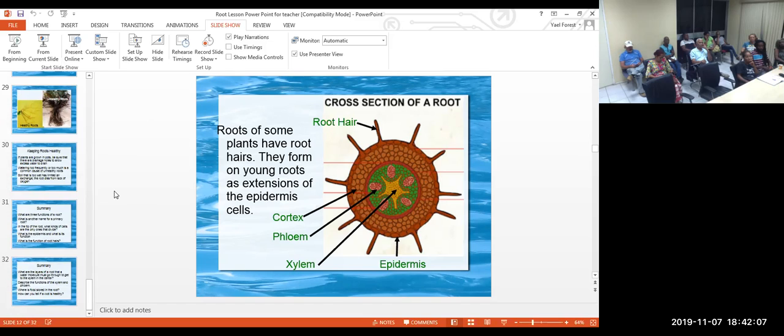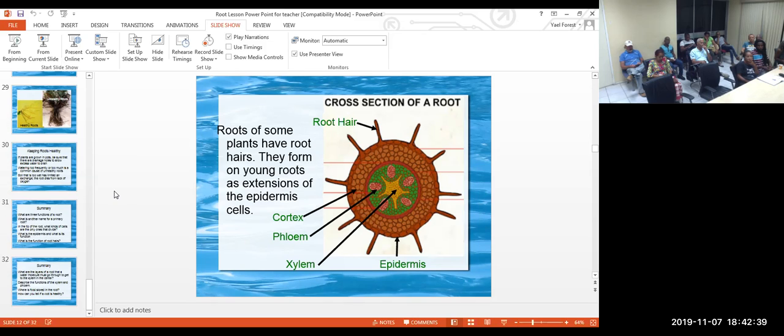So describe the functions of the xylem and the phloem. So what does the xylem do? Take water upwards to the leaves. Good. And the phloem? Take food, nutrients down from the leaves and fruit. Good. Where is food stored in the root? In the cortex.